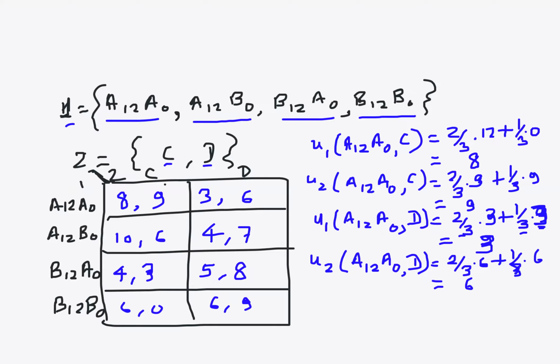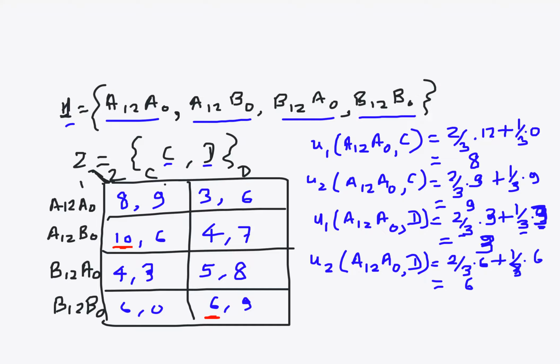Next, we need to apply the concept of Nash equilibrium here. Let's say player 2 chooses C, what is the best response for player 1? Clearly, the best response for player 1 is to play A12, B0. In that case, he gets 10. If player 2 chooses D, then the best response for player 1 is to choose B12, B0. In that case, he gets 6, which is better than 3, 4, or 5.